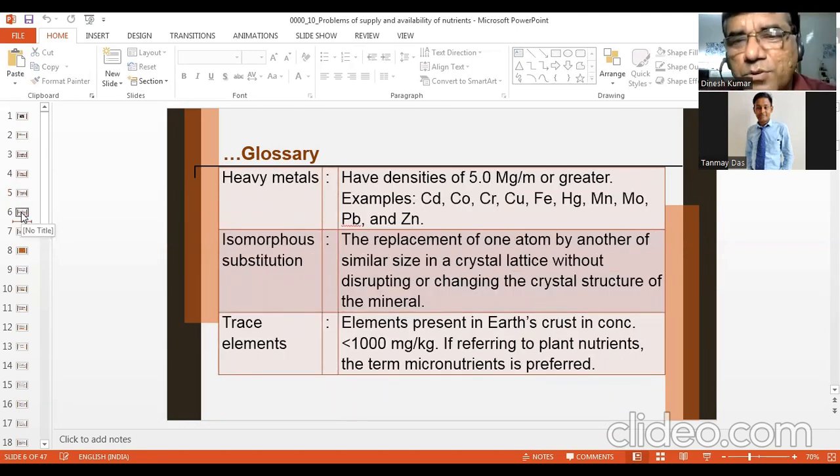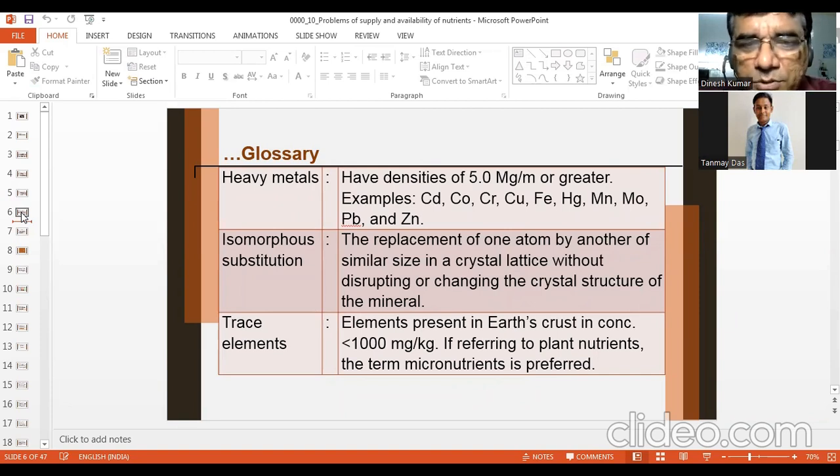Heavy metals have several definitions, but the most acceptable definition is that they have densities of 5 megagram per cubic meter or greater. That is basically dependent upon density. Megagram means 1000 kilogram or 1 ton per cubic meter or greater. Examples are cadmium, cobalt, chromium, copper, iron, mercury, manganese, molybdenum, lead, and zinc. These are the examples of heavy metals.